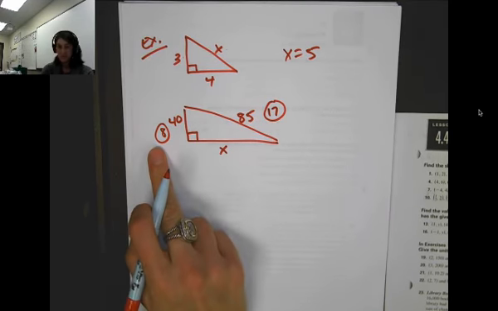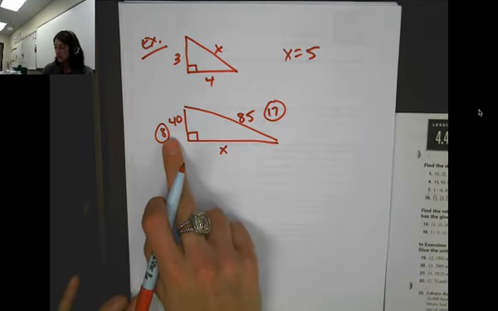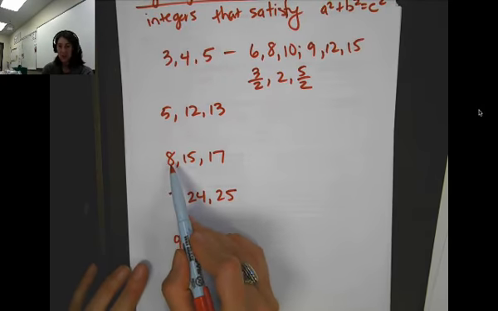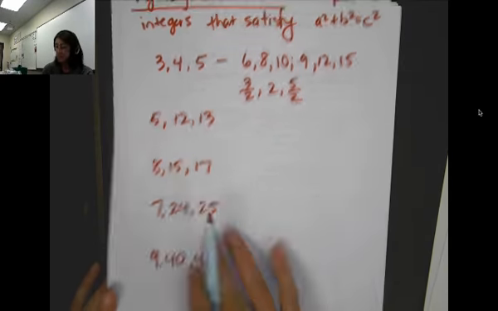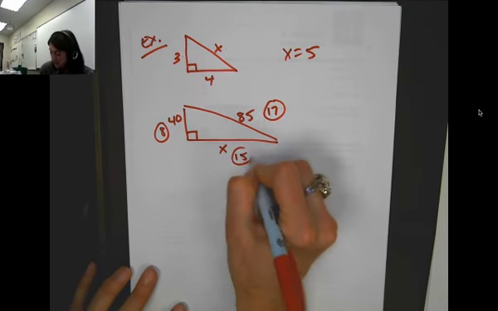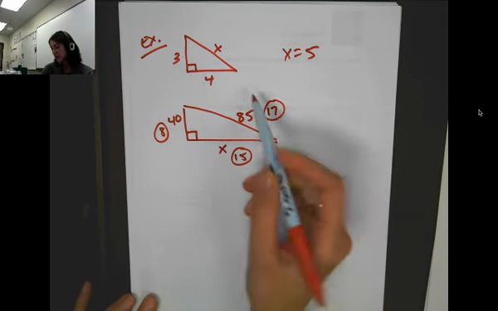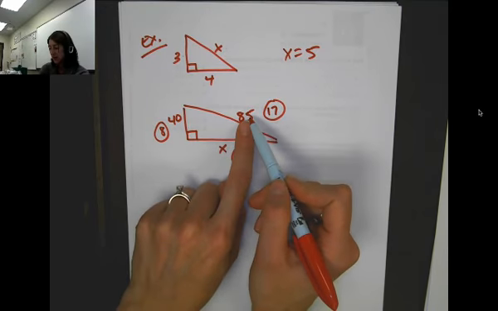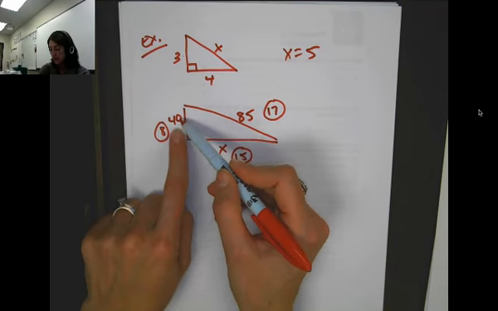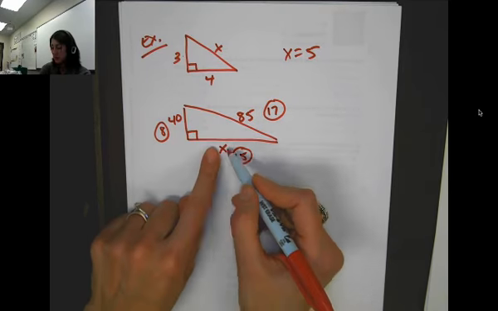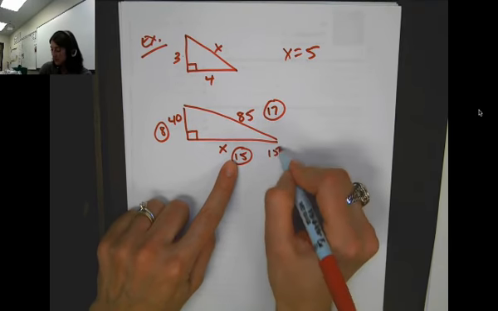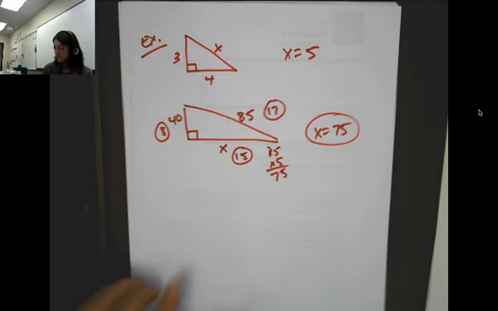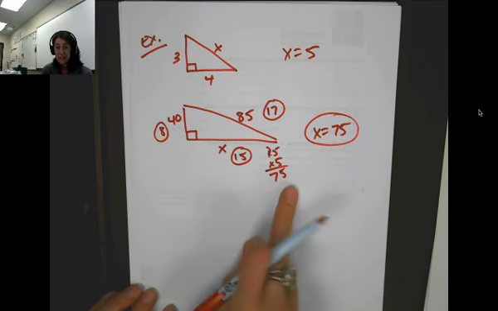And I happen to know the triples. I recognize a triple: 8, 17. That other leg is going to be 15. I'm going to put 15 in the circle. But then I look back and say, okay, what did I do to the triple to get it to be the actual triangle? I multiplied by 5. So what do I have to do? Multiply by 5. 15 times 5? 75. x is 75. And of course, if you had a calculator, you don't even need to do that.